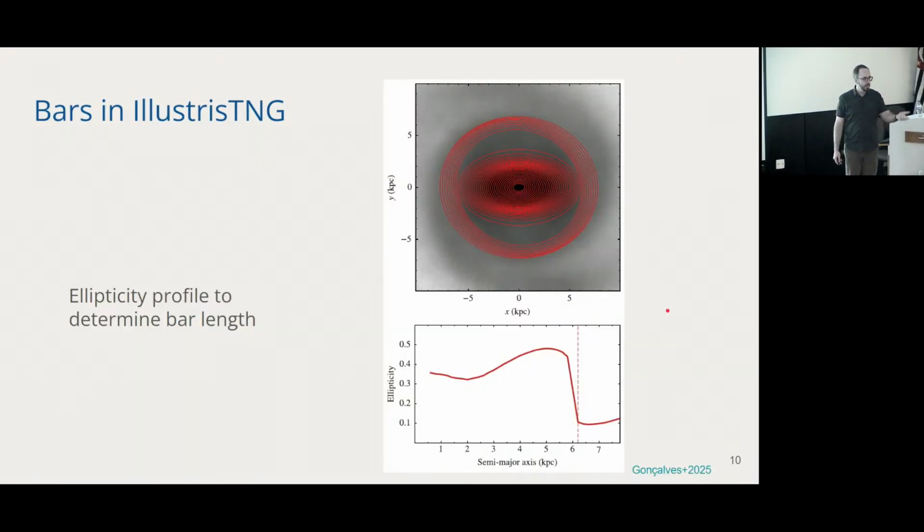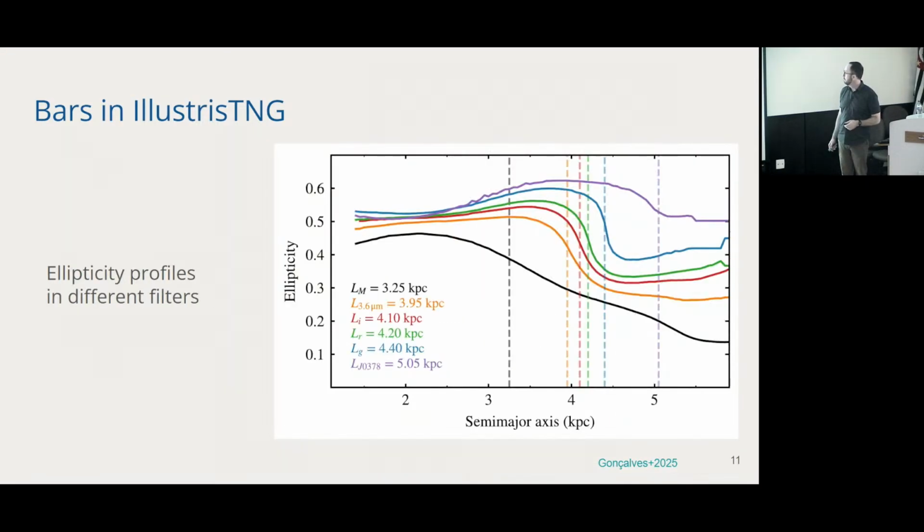The standard way to measure bar shapes and lengths is to plot an ellipticity profile. When the bar ends, there is a sharp drop in ellipticity. So a common definition of the length of the bar is the radius at which the peak ellipticity has dropped by a certain percentage. This can be done for the stellar mass, which is often the case in simulation studies, but it can also be done for each of the different filters.